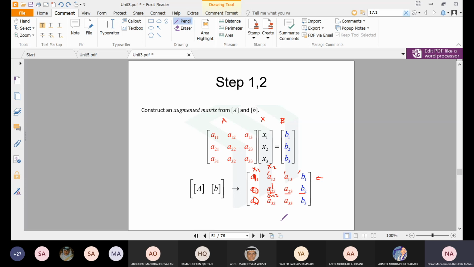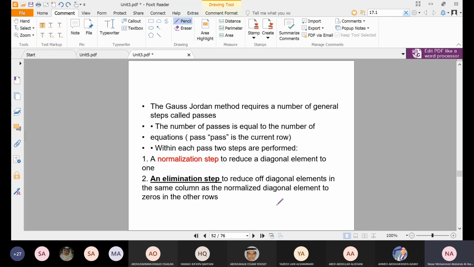Let's complete the example, or the algorithm, the steps that we have here. In the steps of Gauss-Jordan, we call these passes. The number of passes is equal to the number of equations. Within each pass, we have to perform 2 steps. The normalization step means we normalize the diagonal element, that is, reduce the diagonal element to 1. If I have any coefficient, we need to reduce the diagonal element to 1.